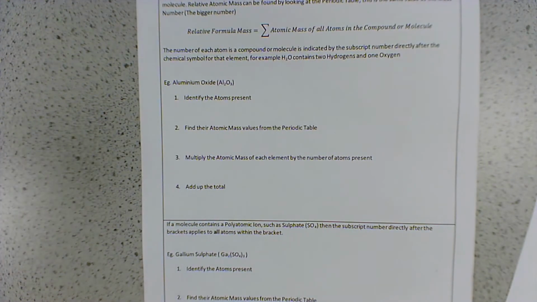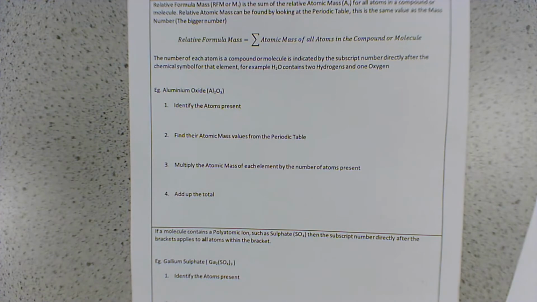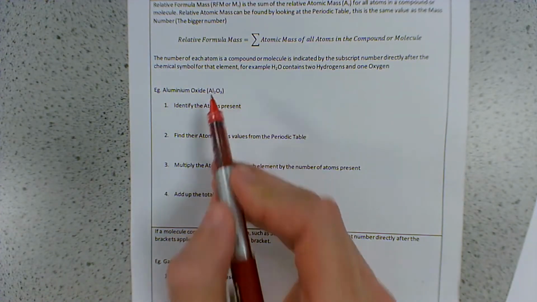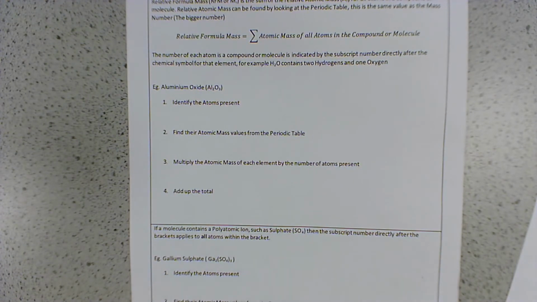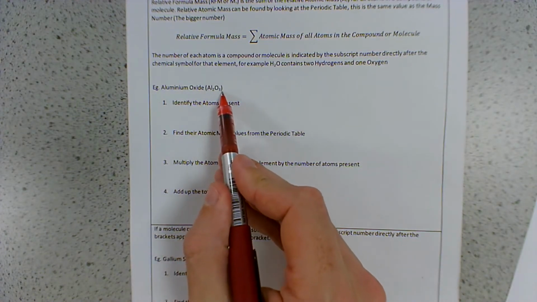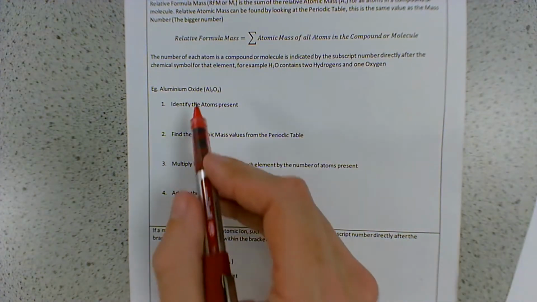Once you've identified which elements you have, you need to identify how many you have. And that is indicated by these small subscript numbers. If you are looking at a chemical formula and it has large numbers in front of it, that does not tell you how many atoms are in a compound. That just tells you how many of that compound or that molecule you have. So for example, if it said 2H2O, that's telling you you've got 2 molecules of H2O. Each one of those still only contains 2 hydrogens and an oxygen. So when we're looking at relative formula mass, we're only interested in these small numbers.